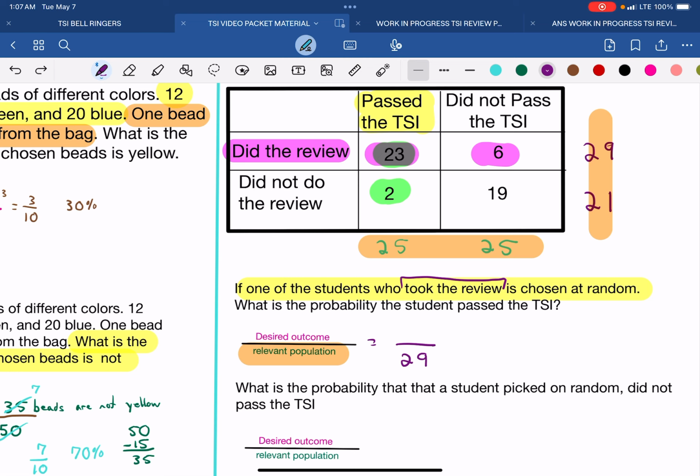Out of those who did the review, right? How many of them passed the TSI? 23. Right? So if one student who took the review is chosen at random, what is the probability that the student passed the TSI? 23 out of 29. That would be my fraction. Now, what would be the percentage?